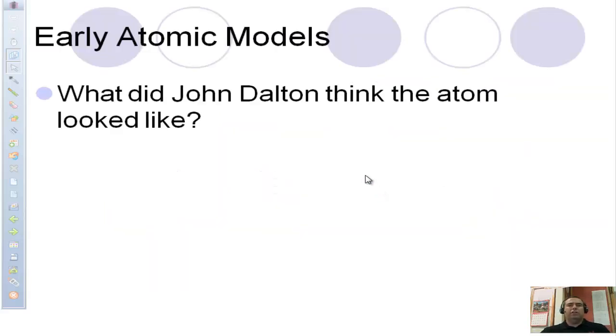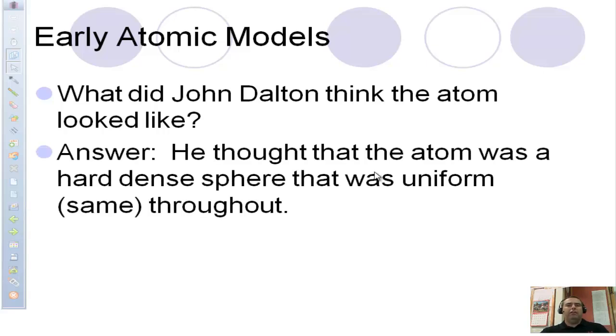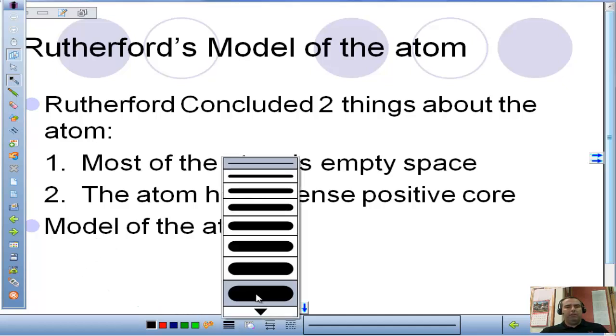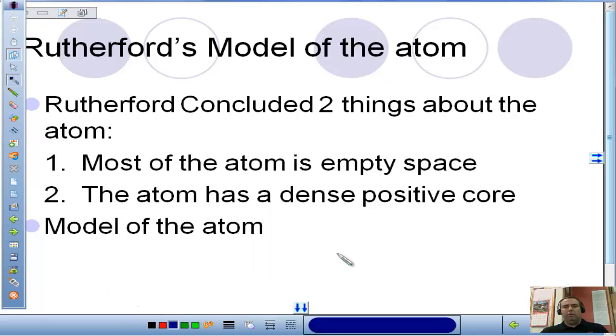Again, we talked about John Dalton, we talked about his hypothesis about the atom, and we said his model of the atom was this hard, dense sphere that was completely uniform throughout. Now, his model of the atom basically was this. Again, just a solid sphere that was going to be completely uniform throughout.